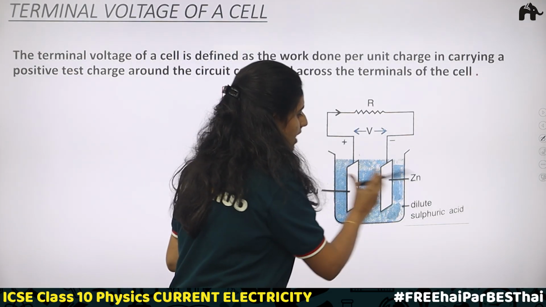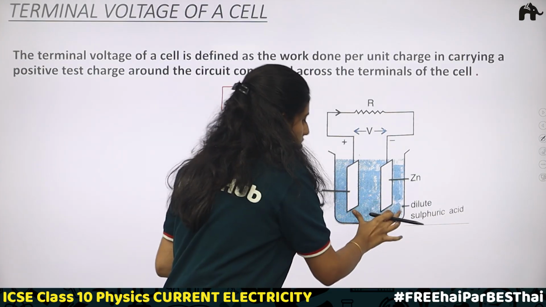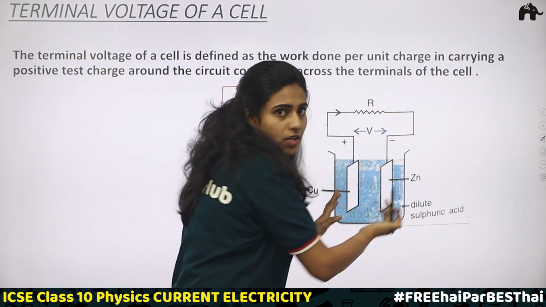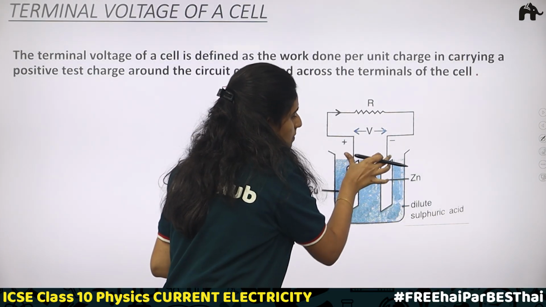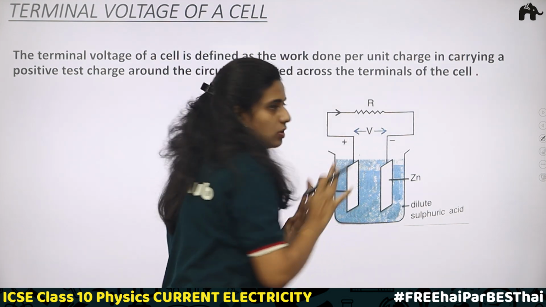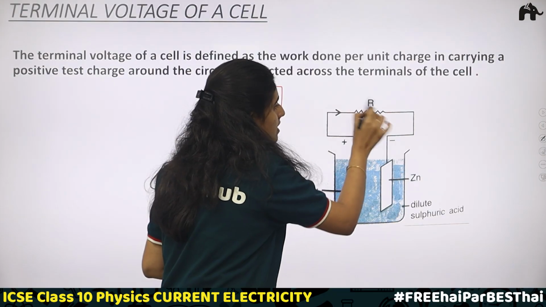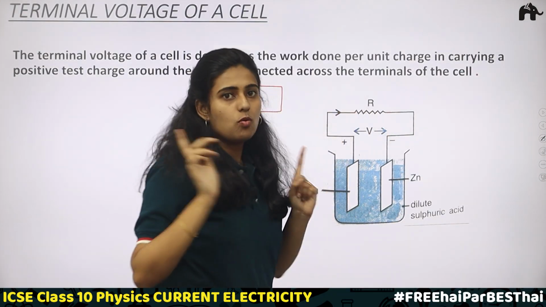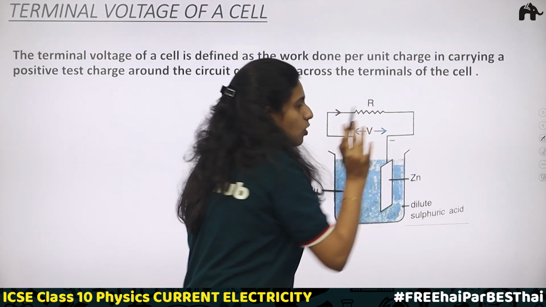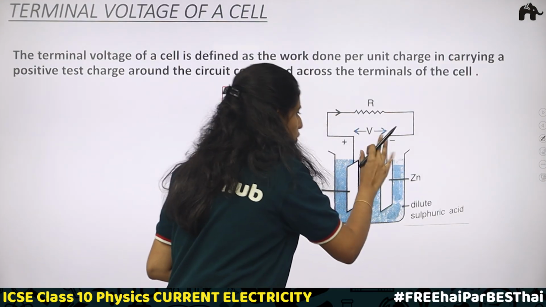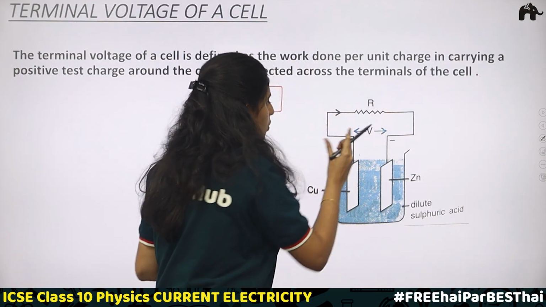Here we have the dilute sulfuric acid as the electrolyte. You have the electrodes, anode and cathode. In this cell, there is a potential difference developed between the anode and cathode. This forms a cell and the cell is connected to a resistor. Here we have a resistor. What happens? There will be flow of charges, and there will be flow of current.